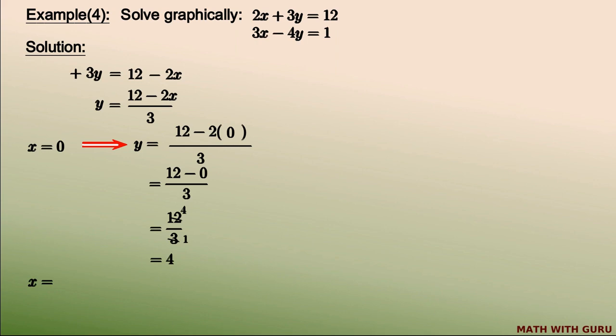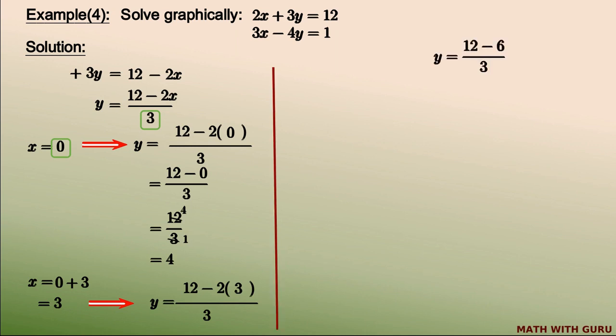Now, the next value of x can be found very easily. Consider the previous value of x, 0, and the denominator on the right hand side. Add them together, 0 plus 3 equals 3. Therefore, the next value of x is 3, for which we get an integer as the value of y. Y equals (12 minus 2 into 3) divided by 3. Y equals (12 minus 6) divided by 3. 6 divided by 3, 3 twos are 6, equals 2.